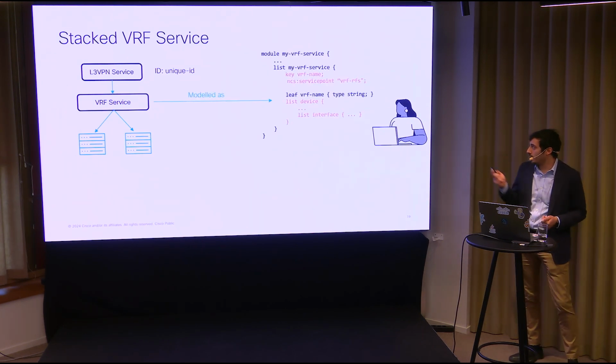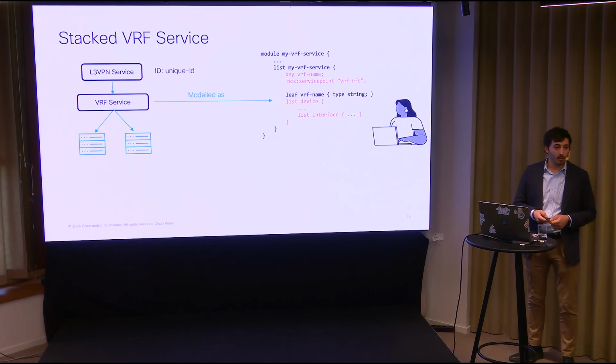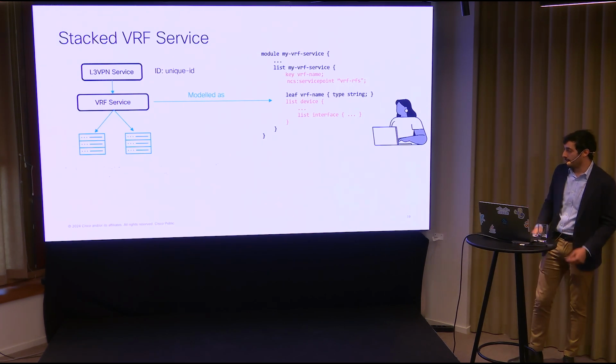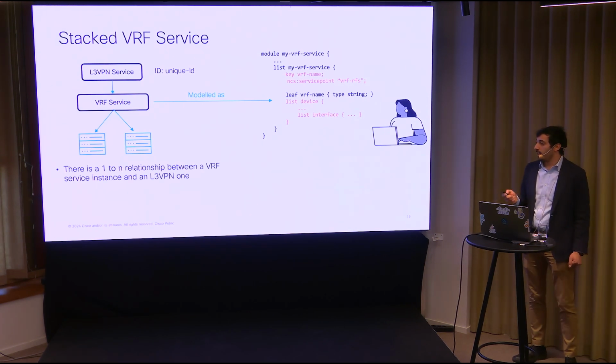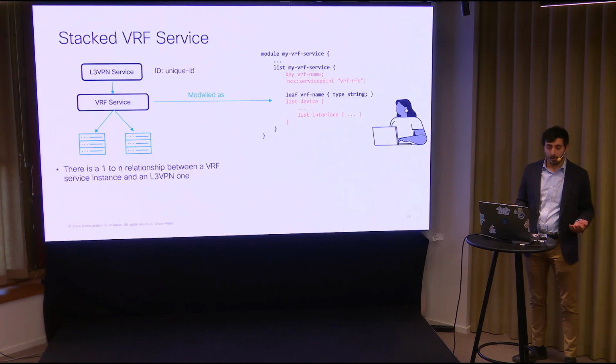You should be familiar with this. It's YANG syntax. Here we defined the YANG model of our VRF service. We have a list of VRF services, and inside, we are using the VRF name as key. And we have a list of devices and a list of interfaces. So what is this model telling us? It's telling us that there is a one-to-one relationship between a VRF service instance and an L3VPN one.